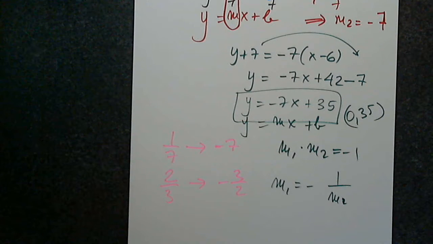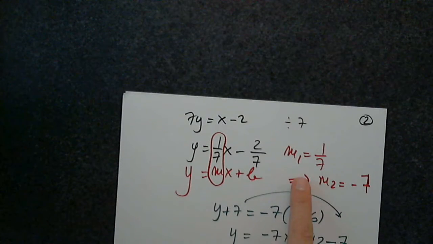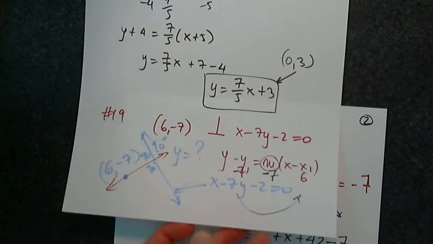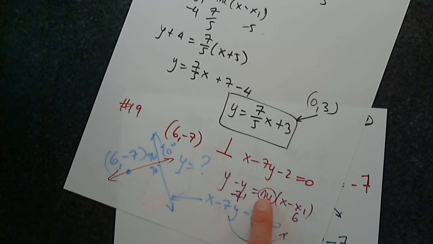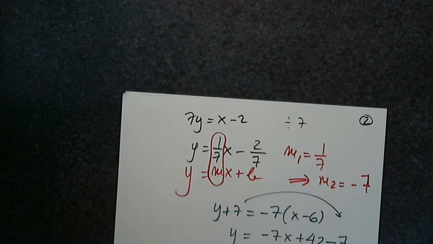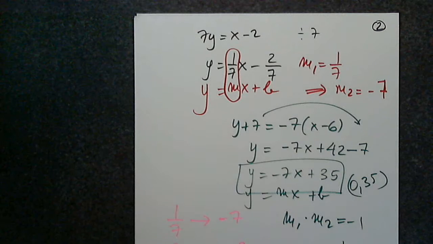Yes, please, go ahead. So how would you solve for a parallel one? I will have the same slope. So if I find 1/7, the other one has to have 1/7. So in here, I will write 1/7 instead of -7. Okay. For parallel, slopes are the same. For perpendicular, it's the negative multiplicative inverse.